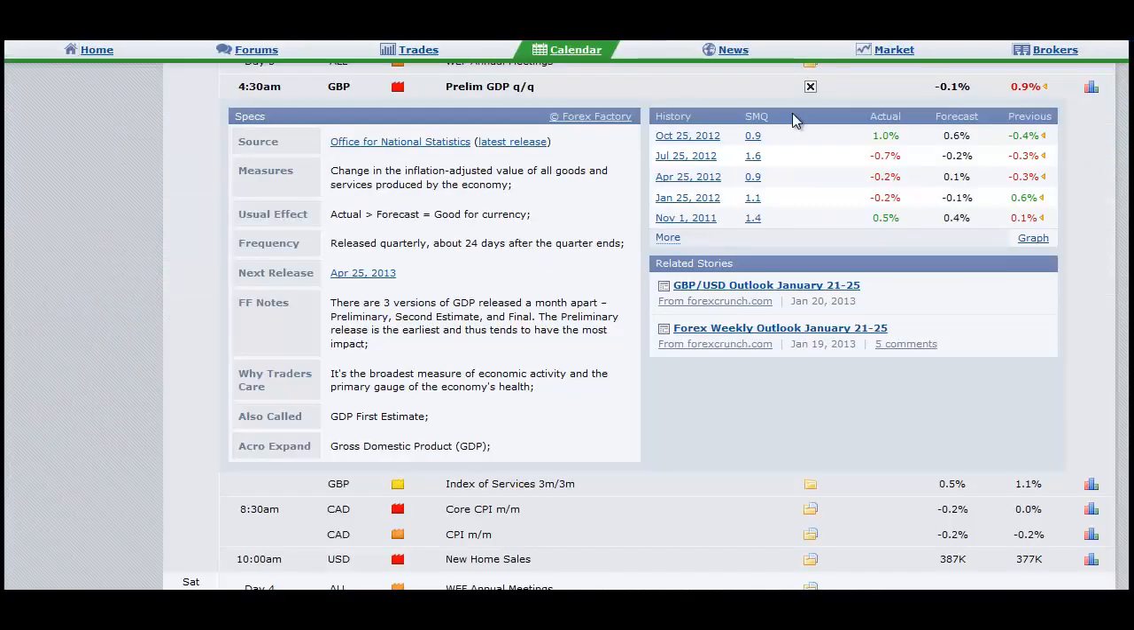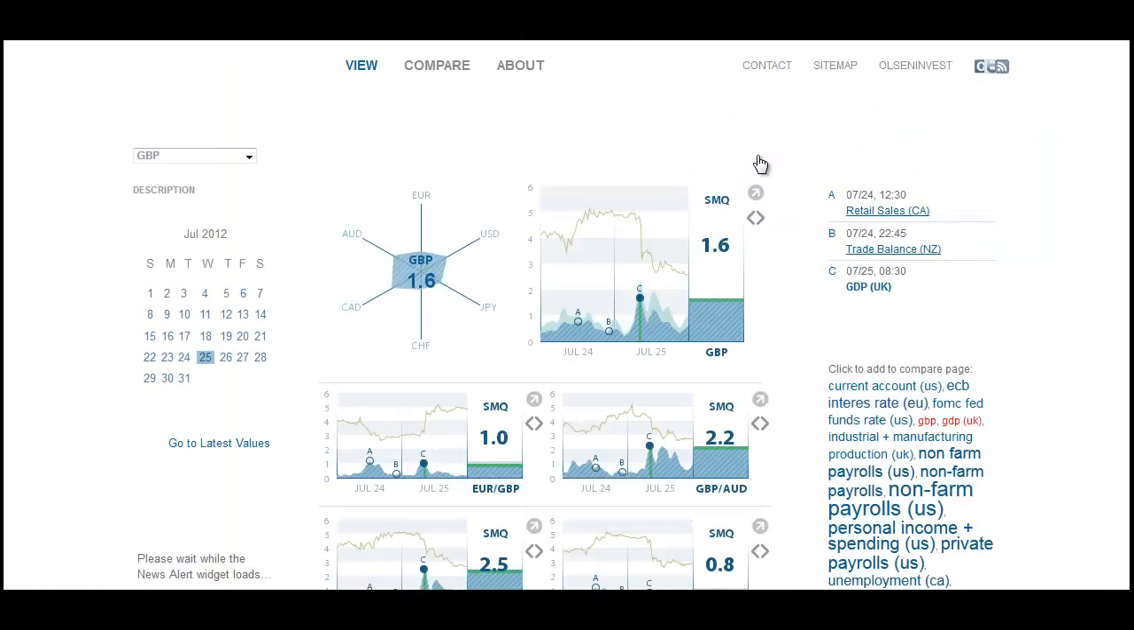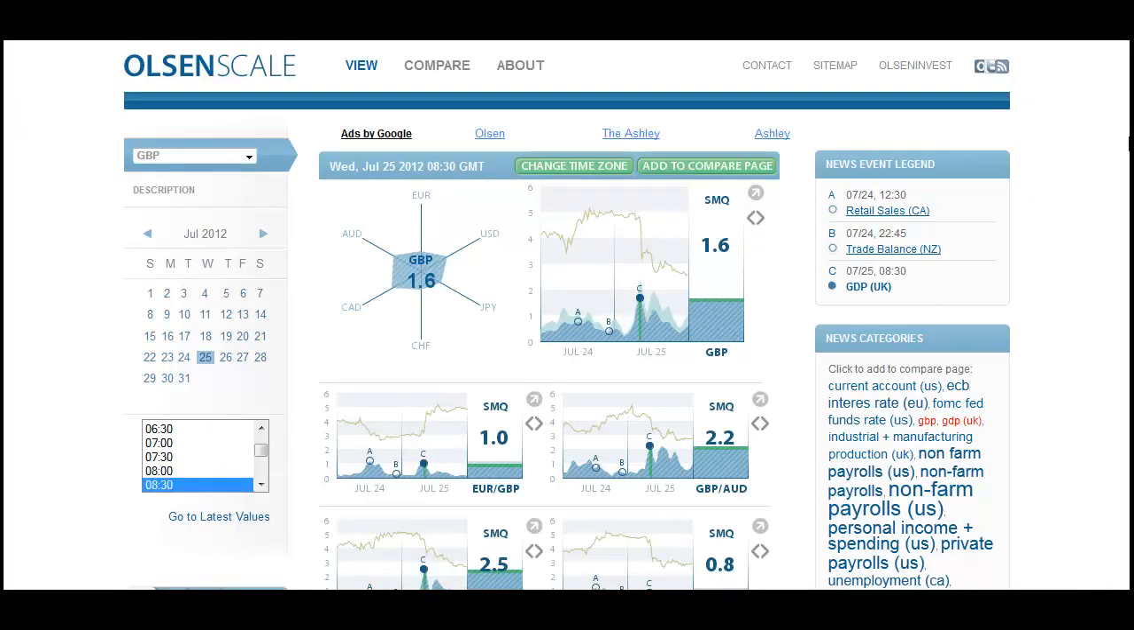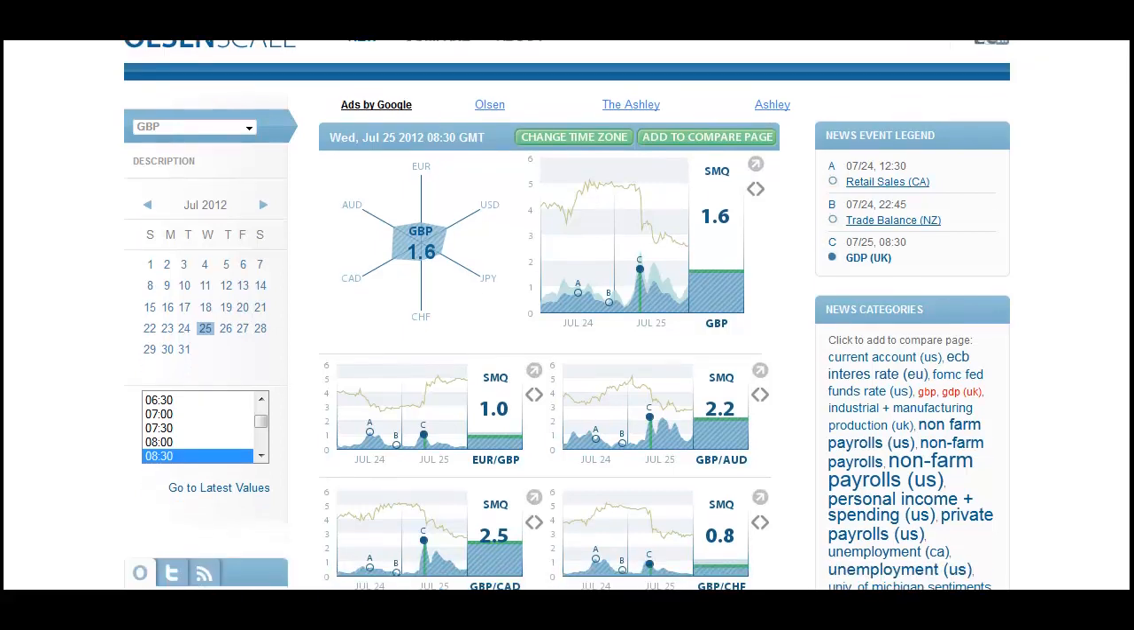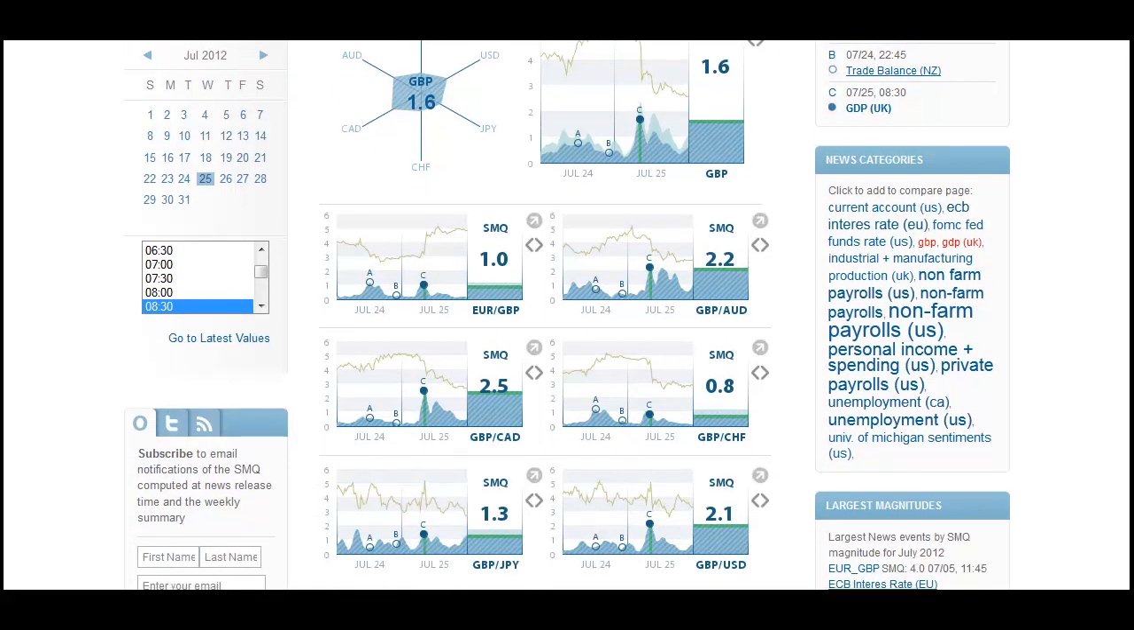And we're going to click on something called the SMQ. SMQ is called the Scale of Market Quake. Quake as in, I assume we're talking about earthquake. And if you happen to click on this, it will take you to a place called the Olsen scale, in which the Olsen scale has the scale of market quake. And Olsen scale had put this together. And as I was a novice trader, I stumbled upon this because I like to click. And here's what I found.